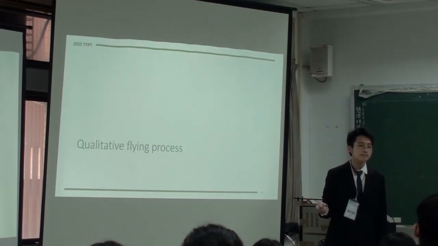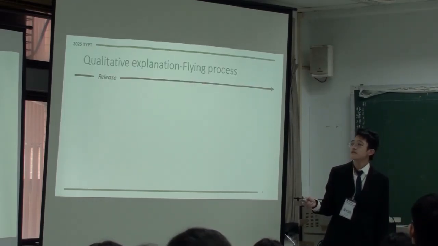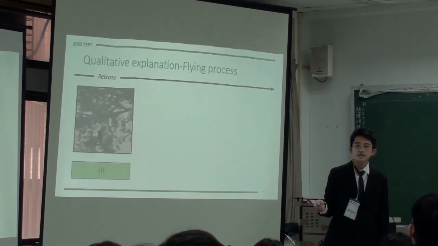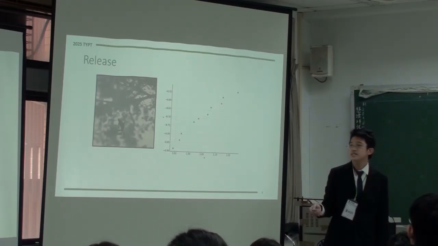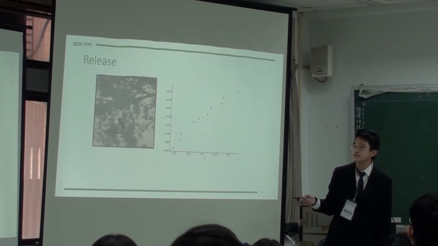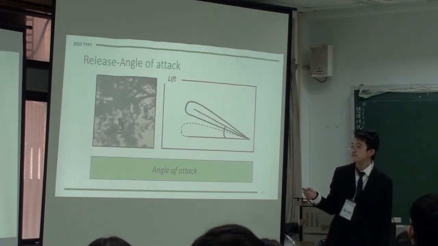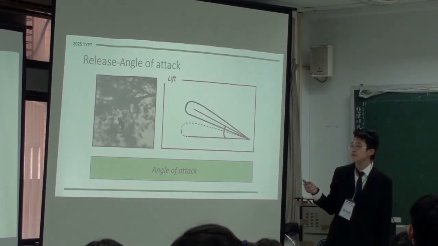Next, I'll talk about the qualitative flying process. First, when we release the boomerang, it will fly forward and to the right. This is the position of the boomerang in the releasing stage. And there are some reasons why the boomerang goes right.